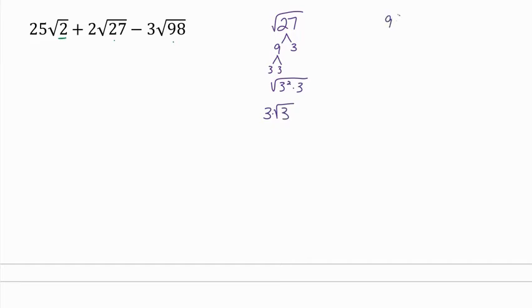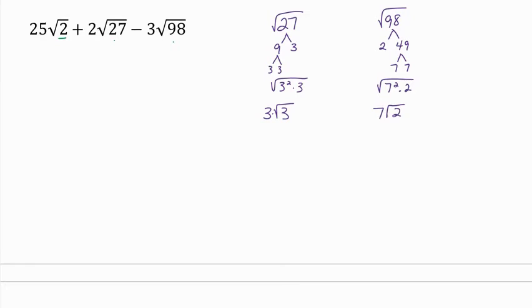And then let's try our 98. We can break that down. Oh, we'll just start with 2. And that would be 46. Nope. That's not right. 49. And then 49 is 7 and 7. So we've got 7 squared times 2. So we get 7 radical 2.